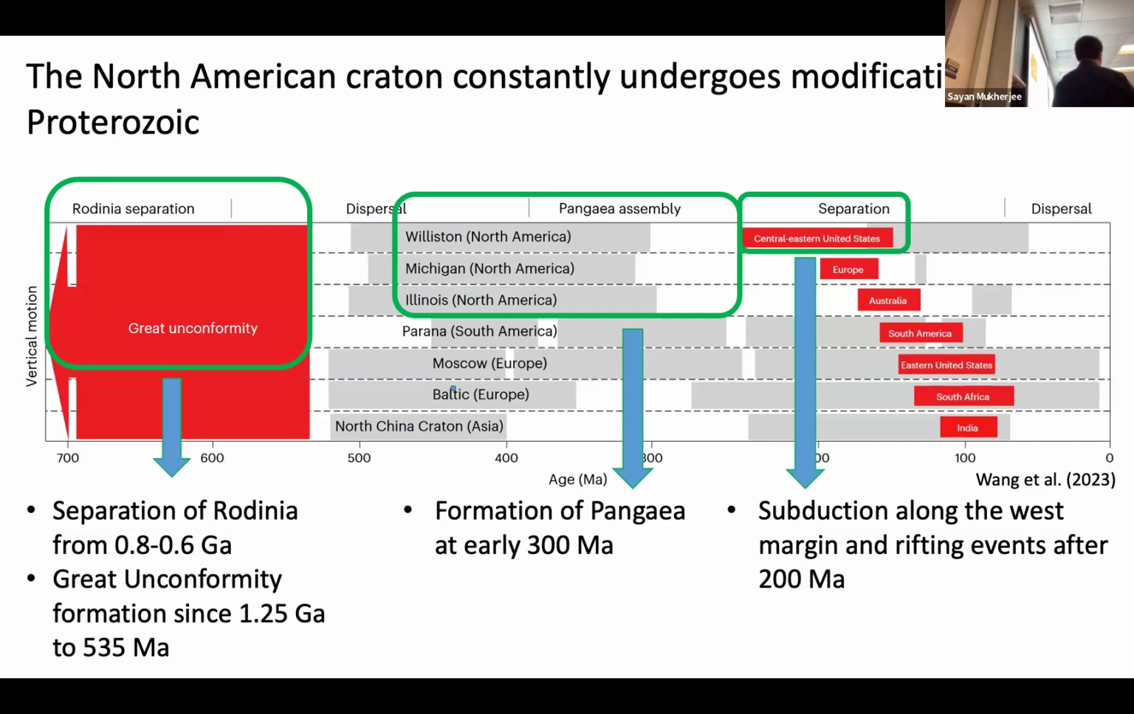At around early 300 million years ago, it experienced the formation of the Pangea supercontinent, which is a subsiding event to the North American craton. And later, at around 200 million years ago, it was the separation of the Pangea supercontinent and the formation of the Atlantic Ocean, which were both uplifting events to the craton. So all of these uplifting and subsiding events together formed the complex tectonic feature we can observe today.